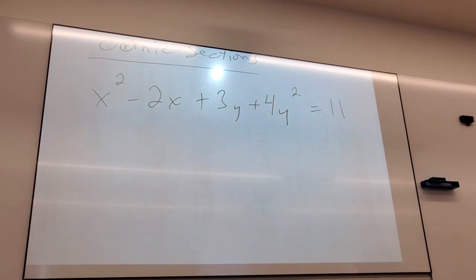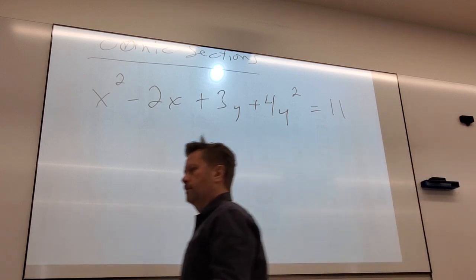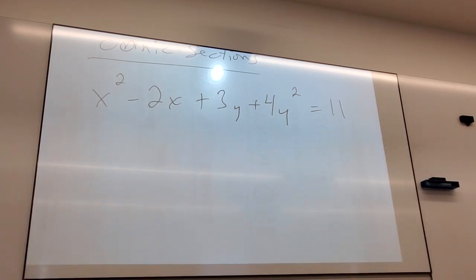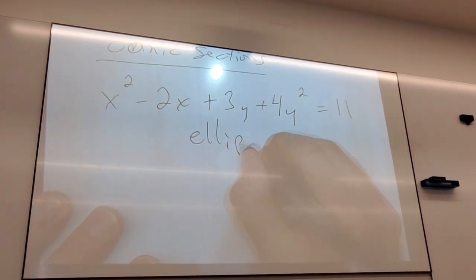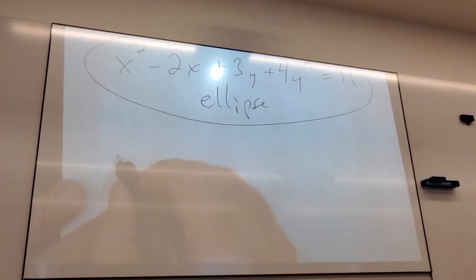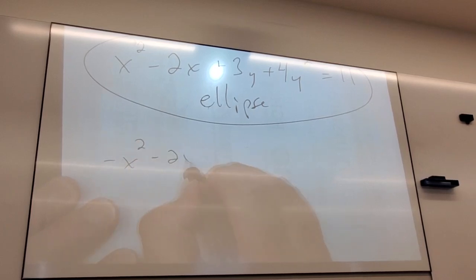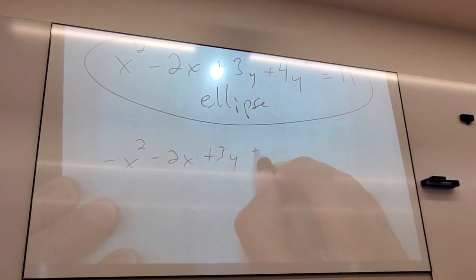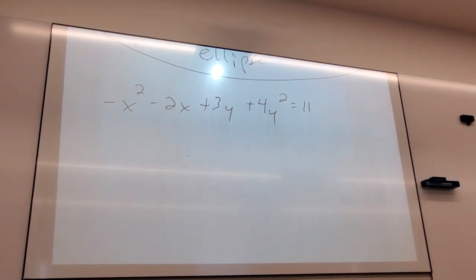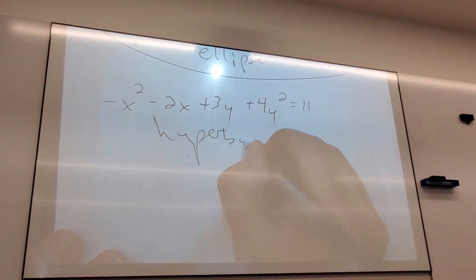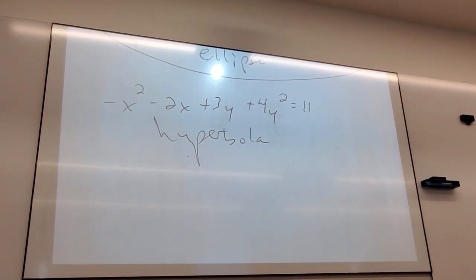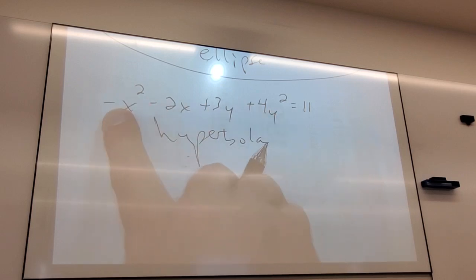Then I have to do some work that we're not going to do, because this is a gross one. They're both the same sign. You ready? So this is an ellipse. If I make one change, anybody know what that is? Hyperbola. Because now it's 4y squared minus x squared.